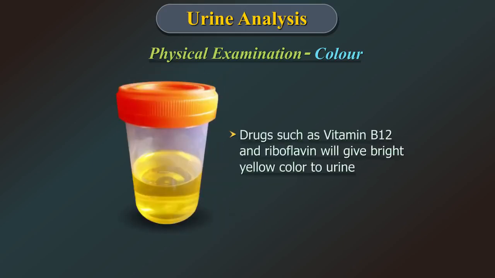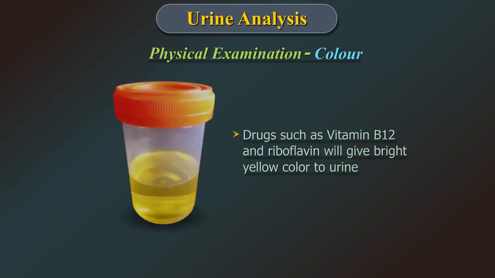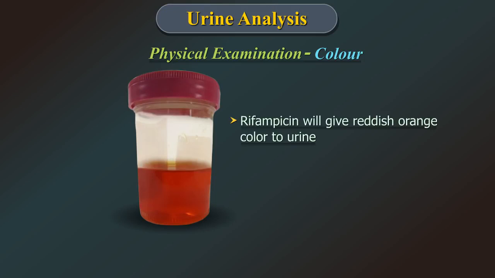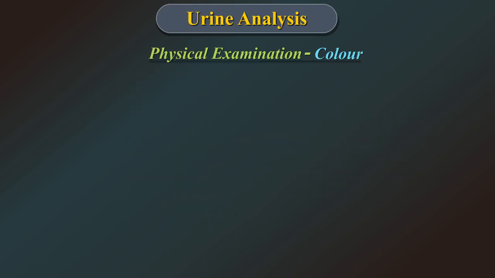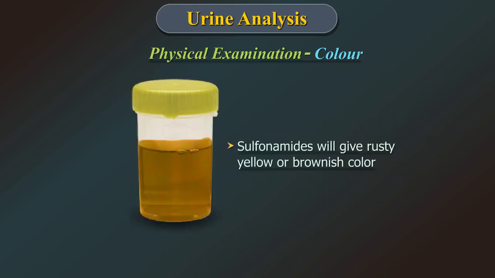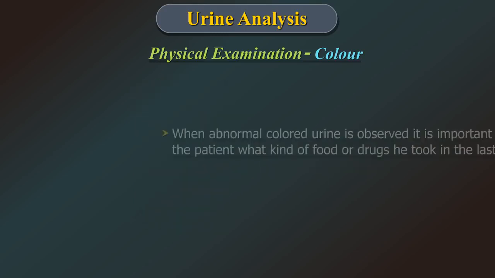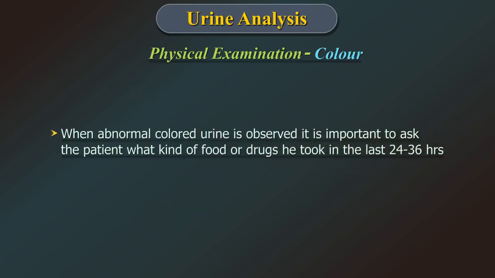Drugs such as vitamin B12 and riboflavin will give a bright yellow color to urine. Rifampicin gives reddish-orange color to urine. Iron salt will give dark color to urine. Sulfonamides give rusty yellow or brownish color. Therefore, when abnormal colored urine is observed, it is important to ask the patient what kind of food he consumed in the last 24 to 36 hours and whether he used drugs or not.